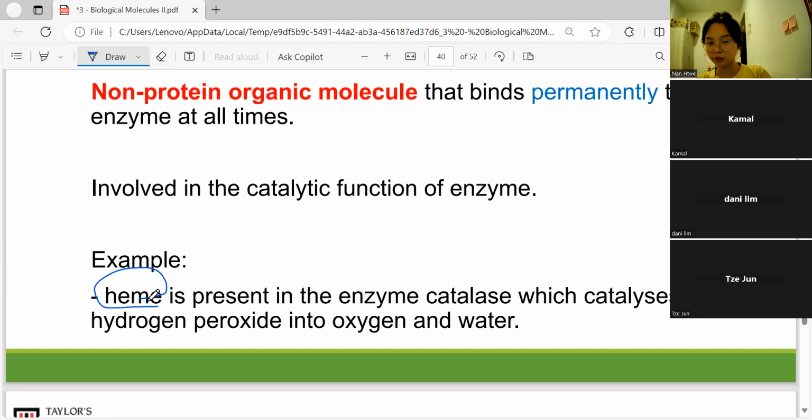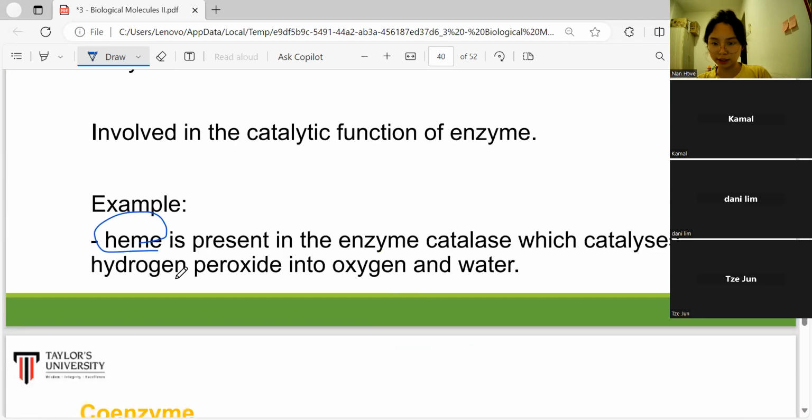In the next semester, if you are going to do human biology, you will learn more about heme. Heme is attached to the hemoglobin, and it is permanent. What is the catalyst? The enzyme catalase. Heme is present in the enzyme catalase. Heme is also a pigment that is attached to the hemoglobin. But here, heme is present in the enzyme catalase, and catalase catalyzes the breakdown of hydrogen peroxide into oxygen and water. Good to know that, all right?